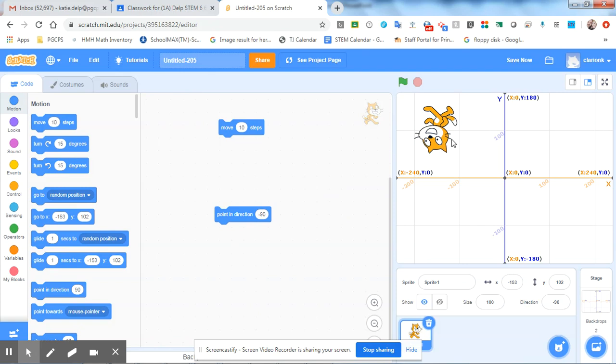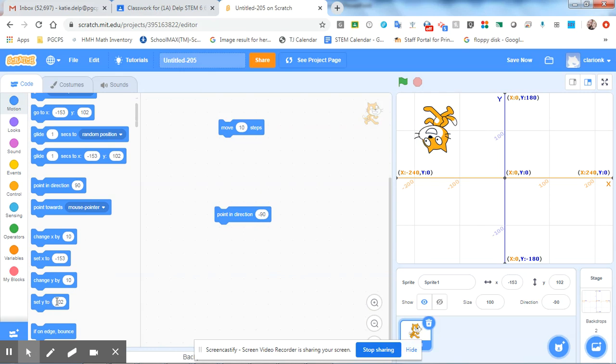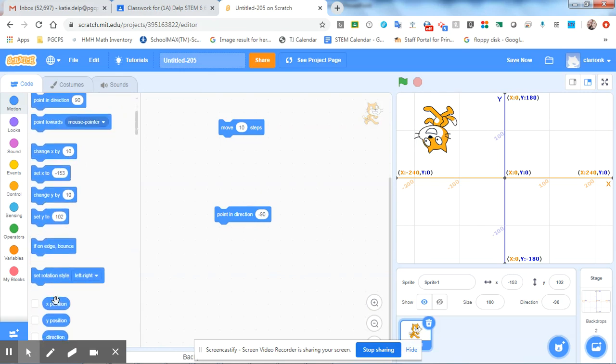You'll notice that he flipped upside down whenever I want him to point to the left. This is because we have not told him how we want him to rotate those degrees to turn to the left. If you're ever in a situation where you're in a project and you've noticed that your sprite is turning funny, like it's flipping upside down or it's not spinning the way you want it to, think about adding this block right here. It's towards the bottom of your motion blocks and it says set rotation style. So if you look, there's a drop-down menu and you have different options.